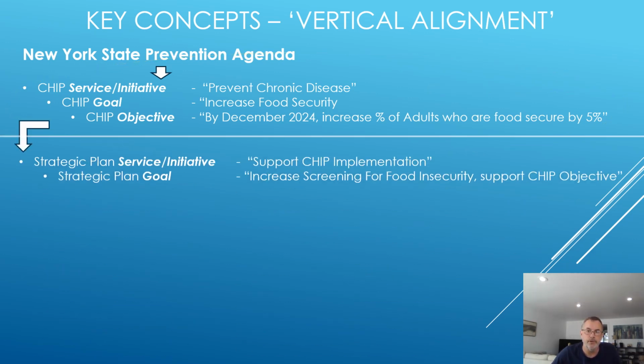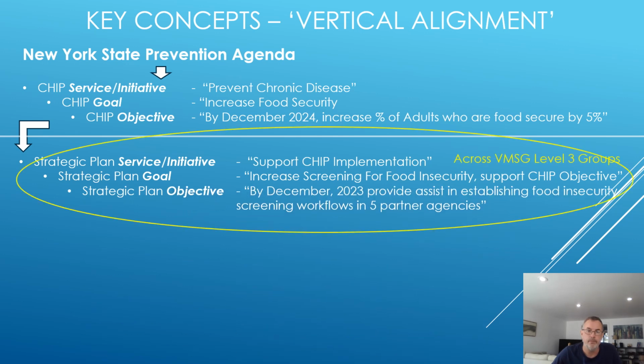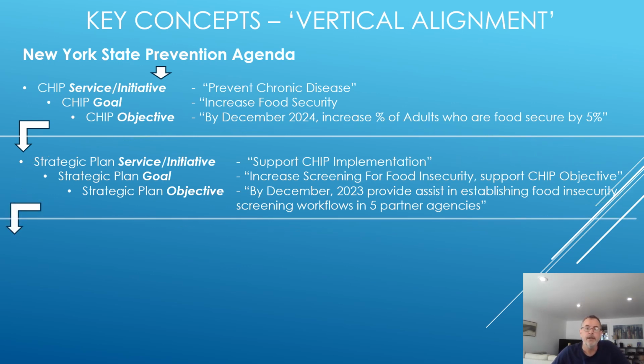Here is level 3. Okay, you have a service initiative which is supporting CHIP implementation. Your strategic plan goal would be addressing food insecurity to support that CHIP objective. All right, your strategic plan objective: by December 2023, provide assistance in establishing food insecurity screening workflows in 5 partner agencies. That's our strategic goal at level 3. That's what we're looking to do within the Cattaraugus County Health Department. Okay, not what the local foods health system is looking to do, but what we're looking to do within the Cattaraugus County Health Department. So how are we going to do that?